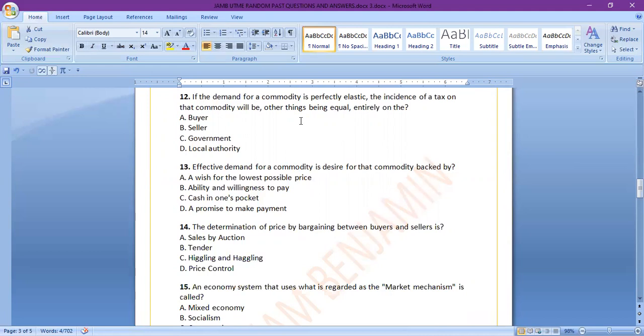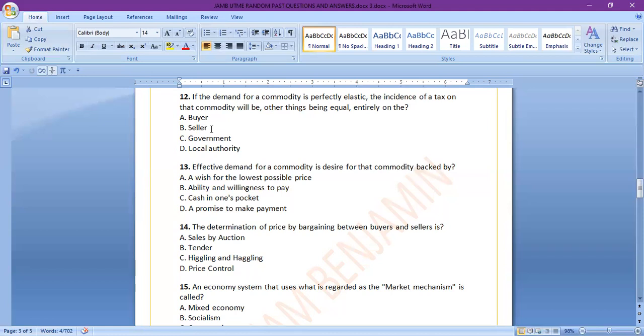So in this case, if you look at the demand curve, it's a perfectly elastic demand curve. And a perfectly elastic demand curve will affect the seller rather than the buyer, since in this case the seller cannot influence the price. The price has to be constant.